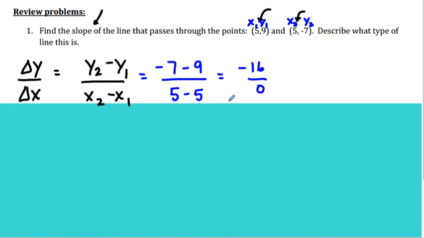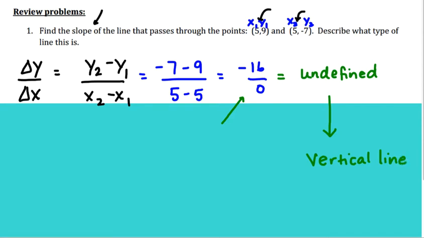Now, this is tricky, and it's something I understand why it's hard. You can't divide by 0. That is an undefined value. It does not exist, okay? So this actually means undefined. When a slope is undefined, it means that it has no rise or no run. But it does have a line. It is a vertical line.